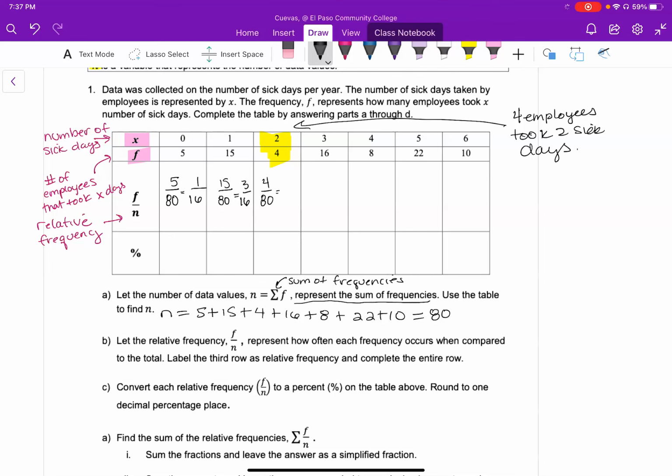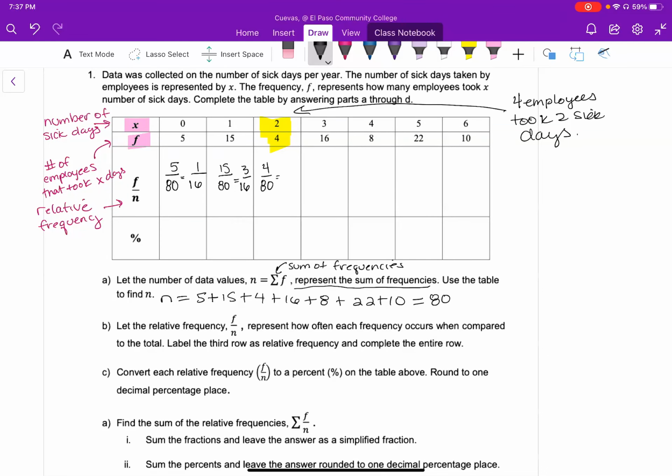4 over 80, we have a divisible by 4, that's going to be 1 over 20. 16 over 80, they're both going to be divisible by 16. If you don't see the 16, then start by 2 and keep going. So this is going to be 1/5.